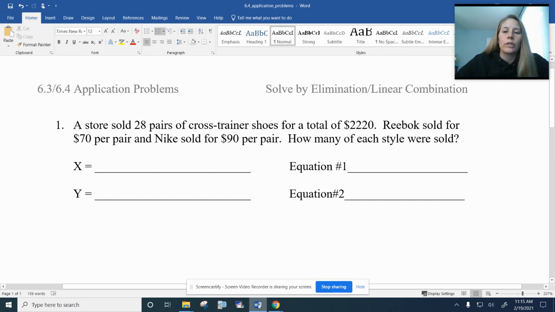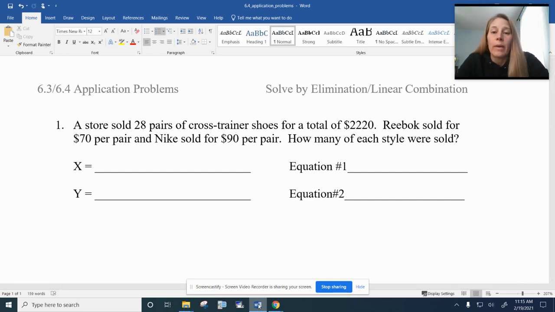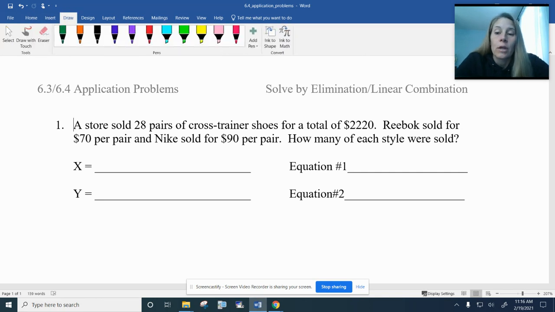Okay, so today we're going to use the elimination method or the linear combination method to solve some application problems. So let's look at our first example. A store sold 28 pairs of cross-trainer shoes for a total of $2,220. The Reeboks sold for $70 a pair and the Nikes sold for $90 per pair. How many of each were sold?